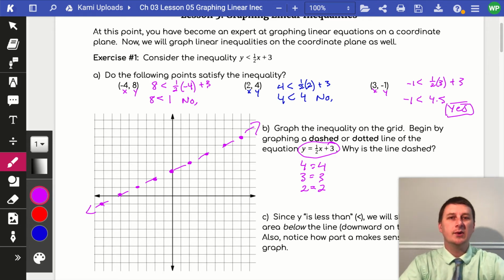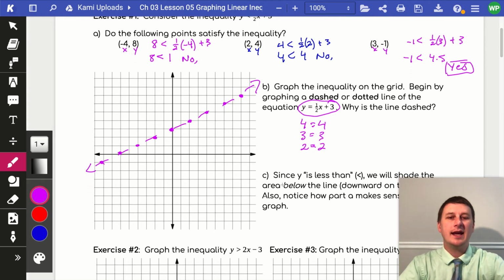And the answer is no, there's a less than. So all the points on this line make it equal. We don't want the points that make it equal. We want the ones that make that inequality less than. So that's our next part of this equation.